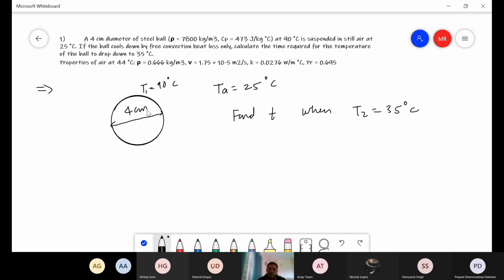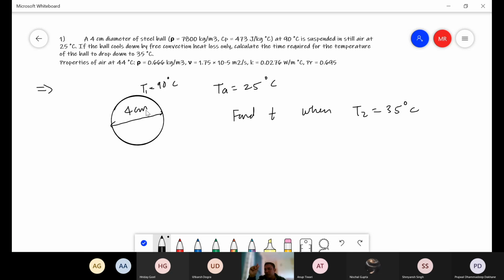Now, in this particular problem, the only complication comes in order to consider the properties. Remember, when we are having free convection, natural convection, all the properties of the fluid have to be calculated at average temperature. And what is that average temperature? Can anyone tell me? That is the notable difference.